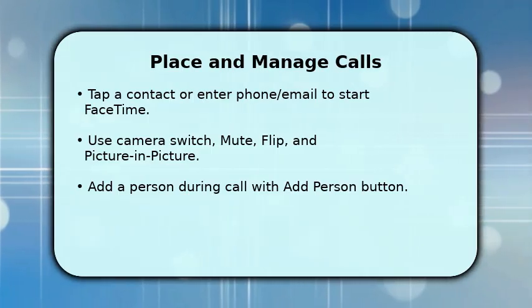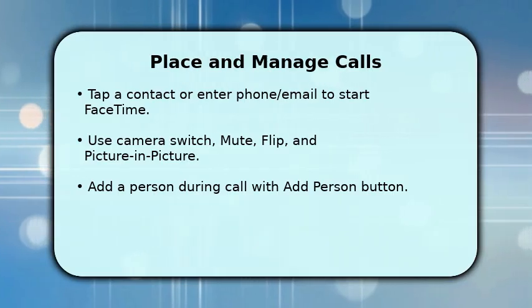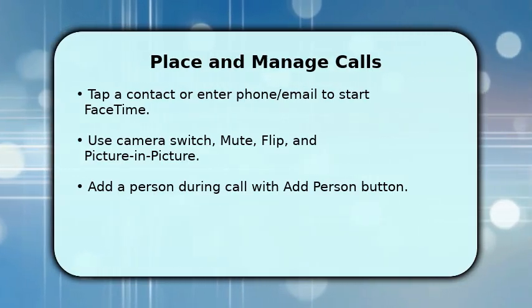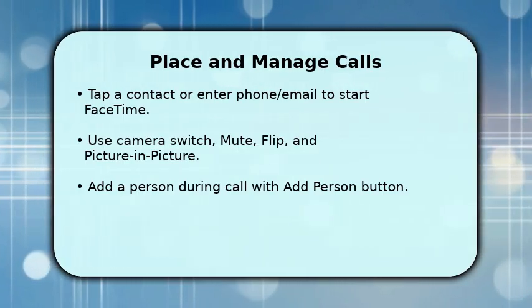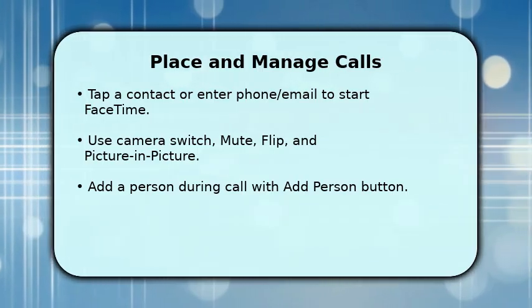During the call, use the flip camera control to switch between front and back, the mute button to silence your mic, and the speaker controls to choose output. You can add another person by tapping Add Person and selecting someone from your contacts. Make sure to use Picture-in-Picture to continue other work while the call stays visible.